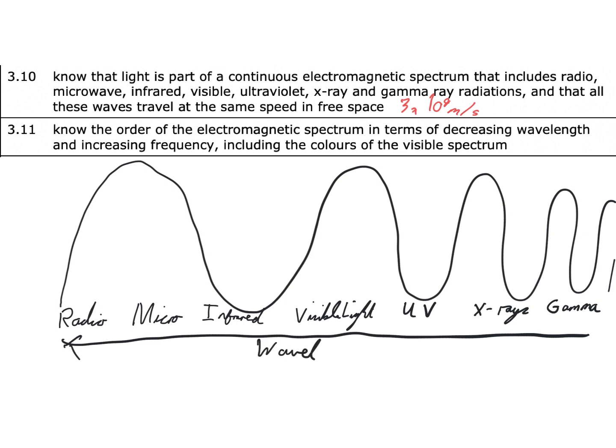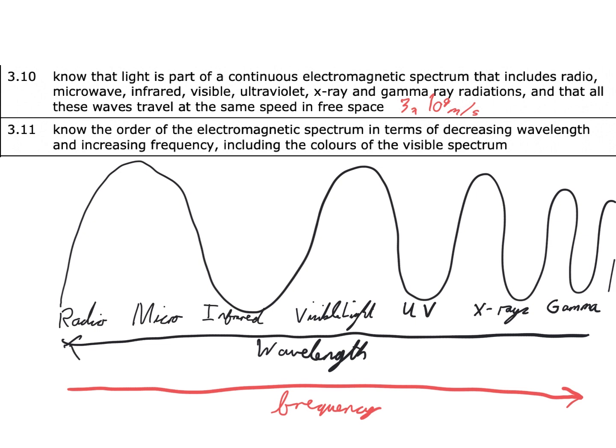Therefore, if the wavelength is largest towards the radio end of the spectrum, the frequency will be the smallest towards the radio end of the spectrum. And if the wavelength is smallest towards the gamma end of the spectrum, the frequency will be largest towards the gamma end of the spectrum.